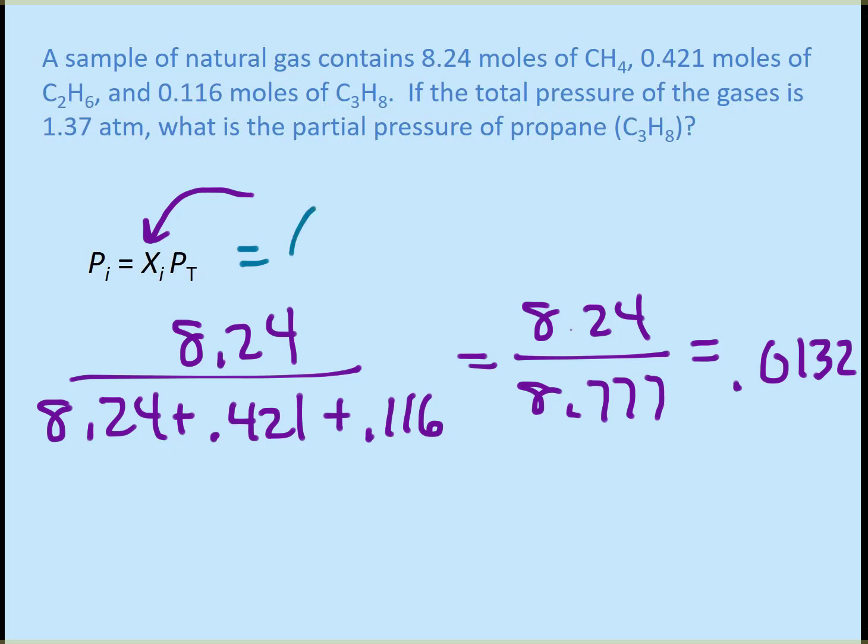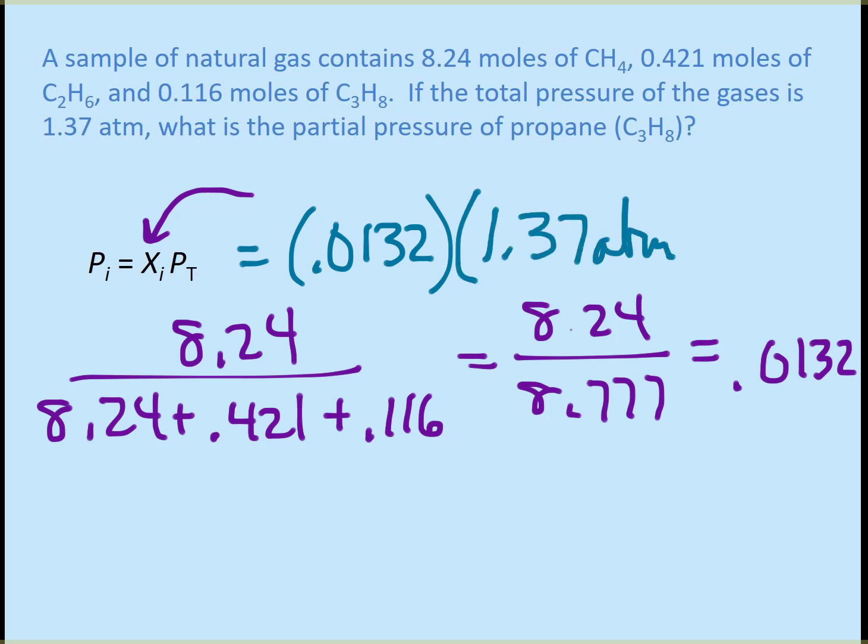So we have our mole fraction, again, just the gas we're looking for, and it's just a number. So there's no units because it's moles divided by moles. And I multiply it by the total pressure, which is the 1.37 atmospheres. And I get my partial pressure of 0.0181 atmospheres. And I have 3 sig figs, so I'm good.